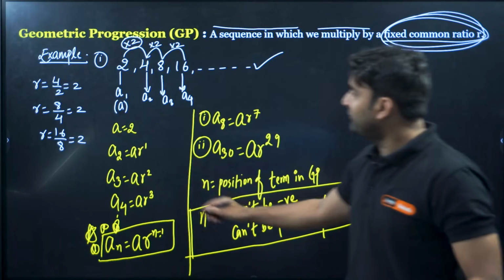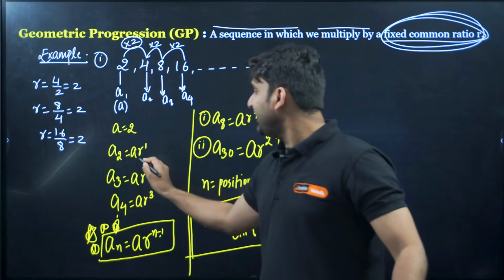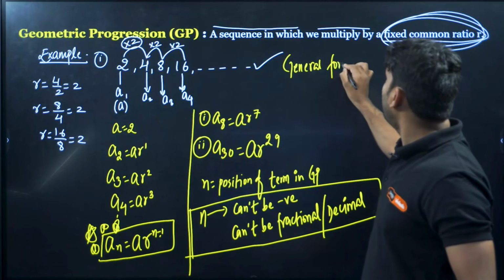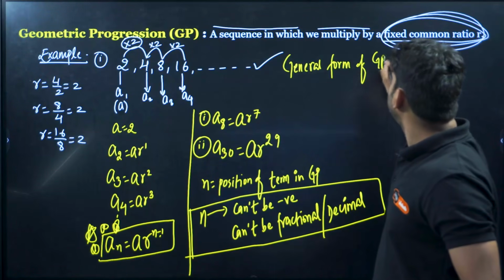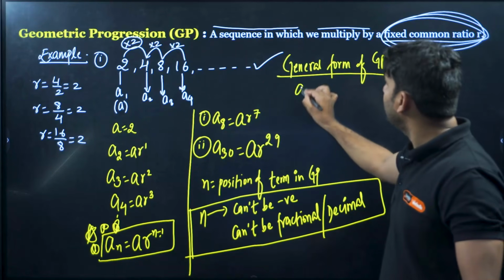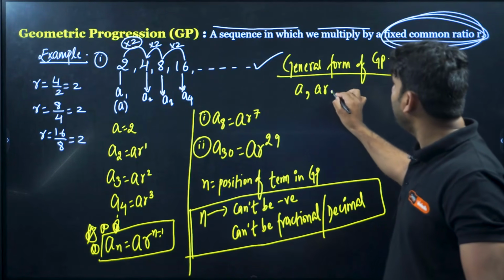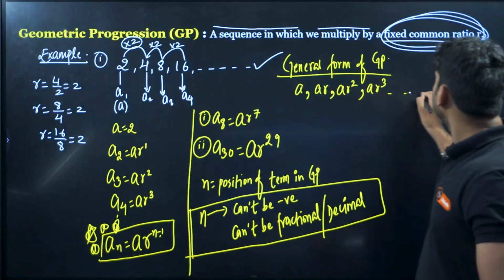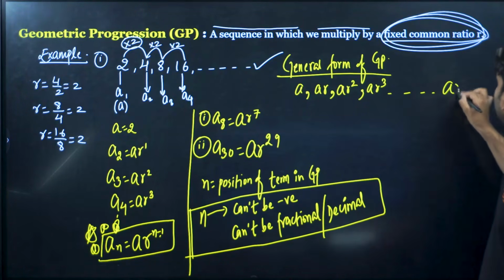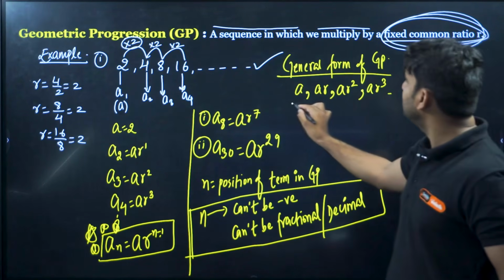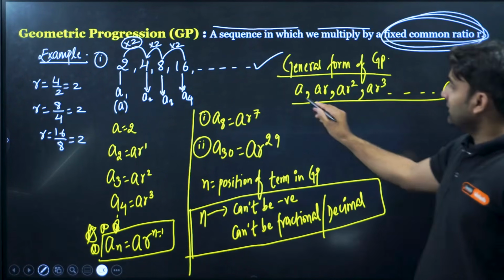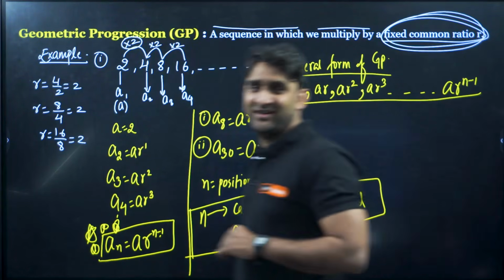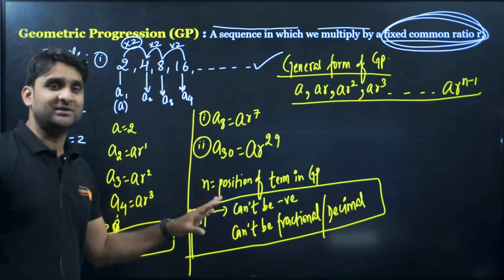So what will be the general format, guys? This is a, this is ar. So the general form of a GP is: a, first term; ar, second term; ar squared, third term; ar cubed, fourth term; and so on, and the last term, the nth term, will be ar to the power n minus 1. This is the general format. First term, second term r is 1, third term r is 2, fourth term r is 3, one less r. Clear, everyone? I hope you guys have understood this.